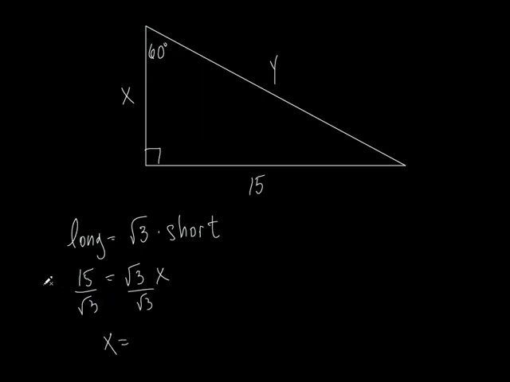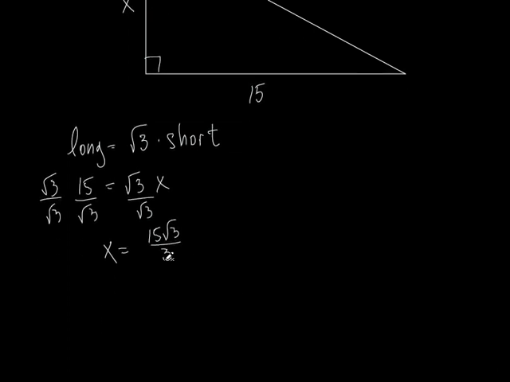But we don't leave it like that. How do we write it? We write it like this. So let's see what that is. It's 15 square root of 3 over 3. Do we leave it like that? No. Because 3 goes into 15. Yes, very good. It's 5 square root of 3. There it is. Okay, so that's what x is.